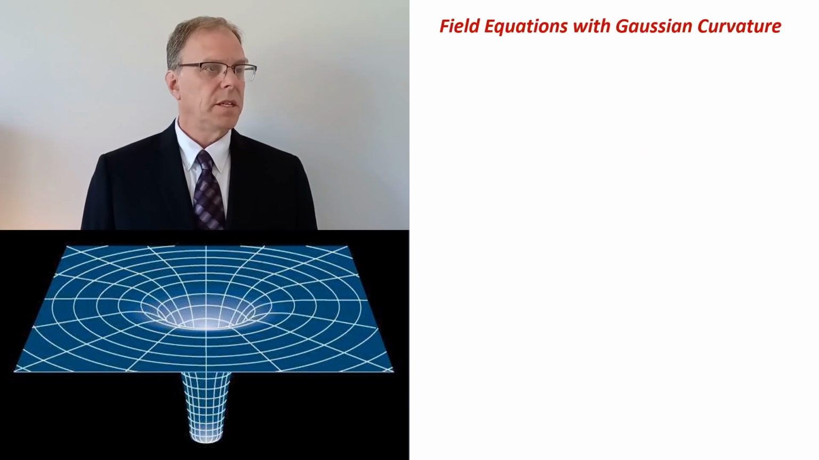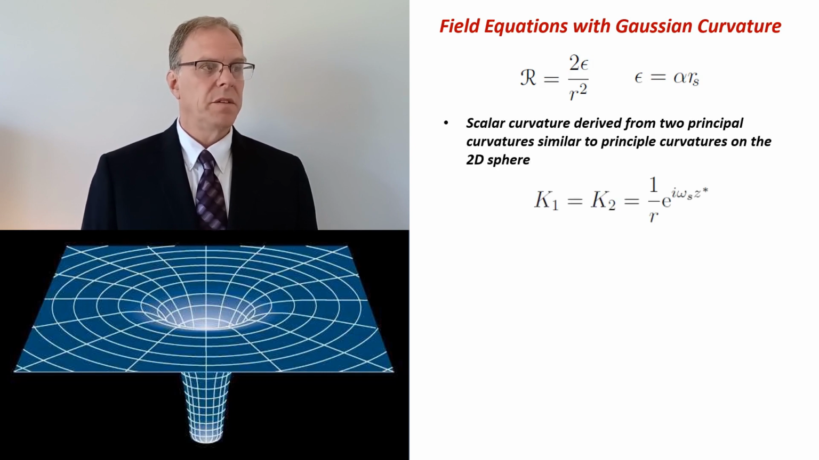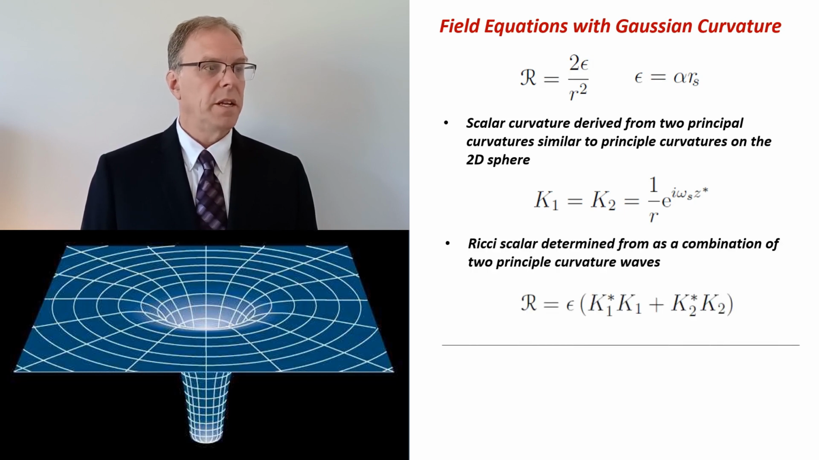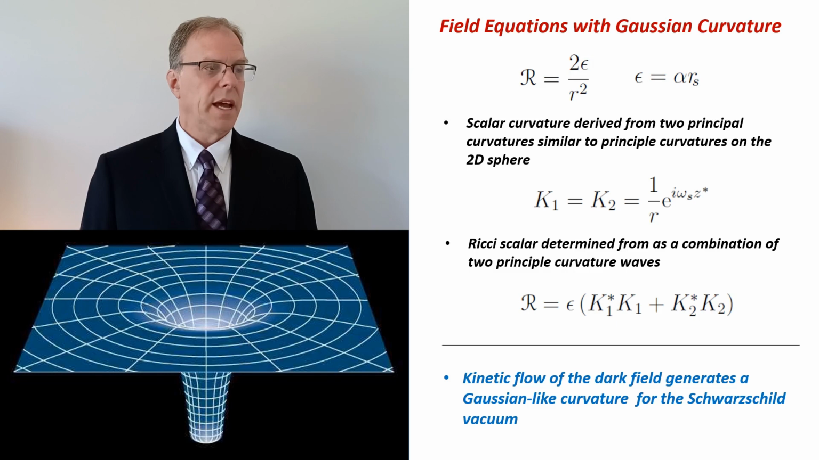That's the solution, but it's a simple exercise to show that dark radiation adds a small positive Ricci scalar curvature to the space-time, falling off like 1 over r squared. This looks like a Gaussian curvature in differential geometry and can be shown to be derived from a bilinear combination of two principal curvatures, k1 and k2, which are traveling spherical waves. Specifically, the scalar curvature is a sum over two independent curvature waves. To reiterate, what we have shown here is that the kinetic flow of the dark field generates a Gaussian-like curvature for the Schwarzschild vacuum.